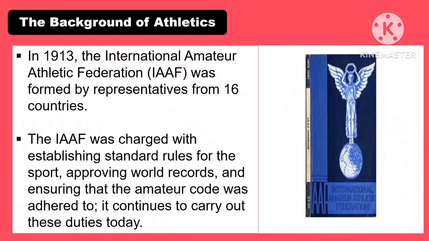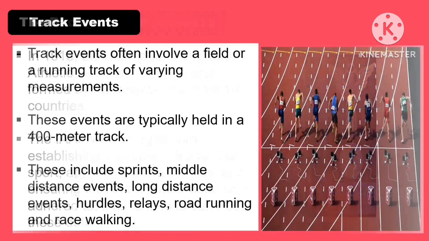In 1913, the International Amateur Athletic Federation was formed by representatives from 16 countries. The IAAF was charged with establishing standard rules for the sport, approving world records, and ensuring that the amateur code was adhered to. It continues to carry out these duties today.